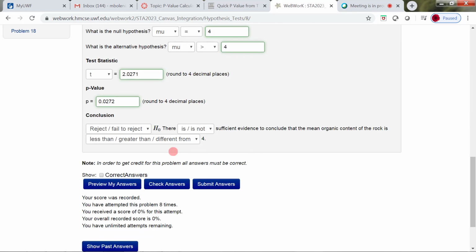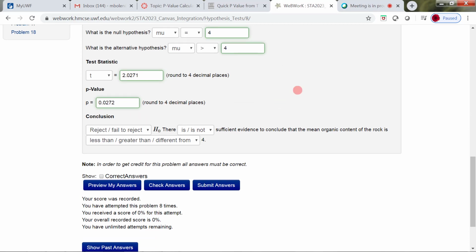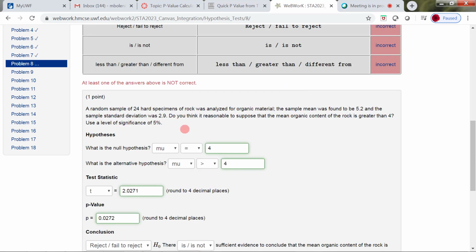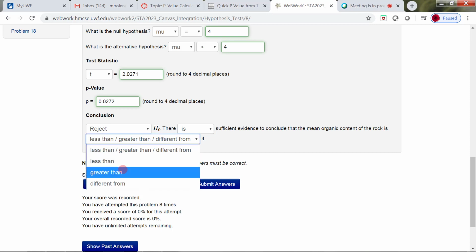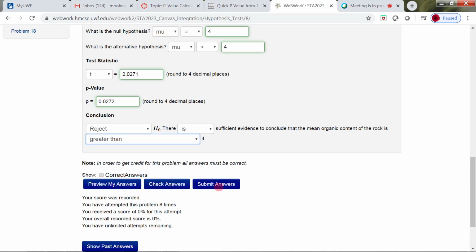And then we come in here and our conclusion. Now notice, did they give us an alpha level? Yes, alpha is 0.05. So our alpha level is greater than our p-value, so we're going to reject H naught. There is sufficient evidence to conclude that the mean organic content of the rock is greater than 4.